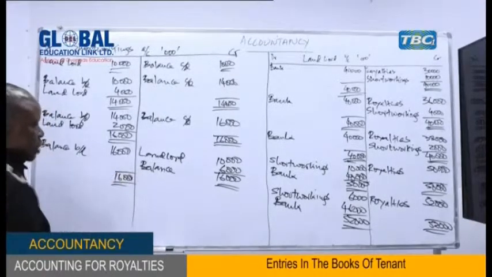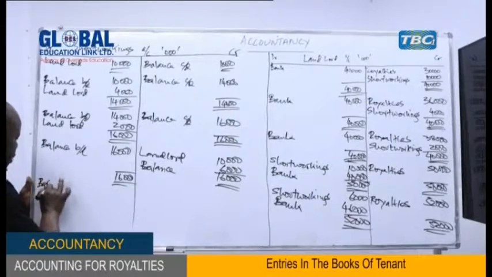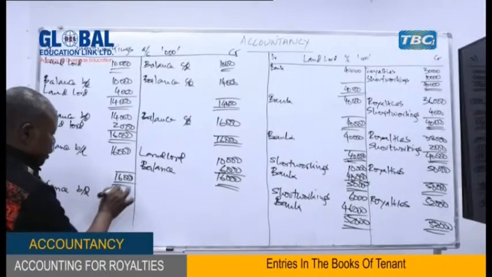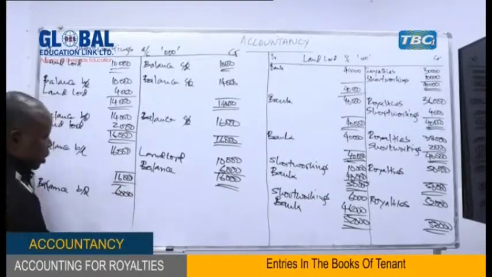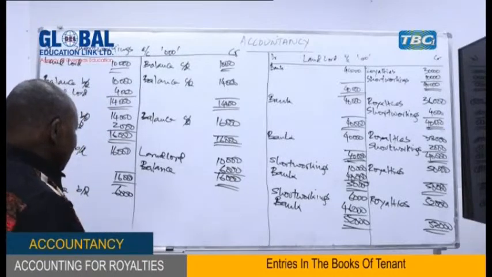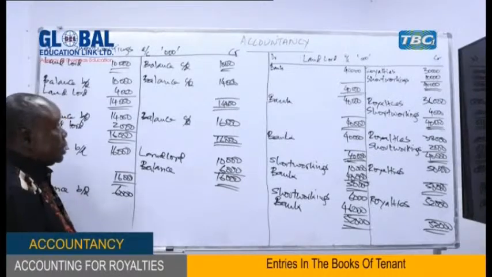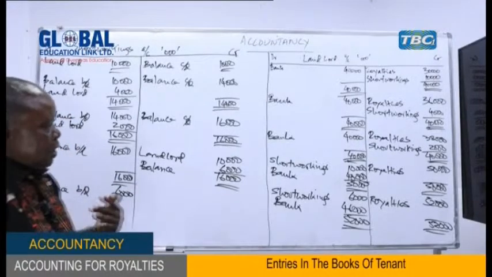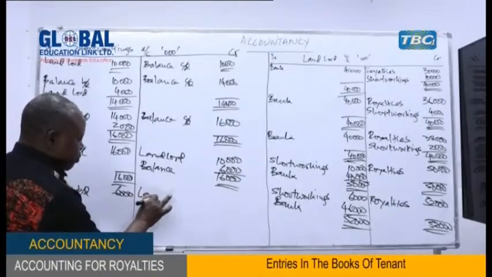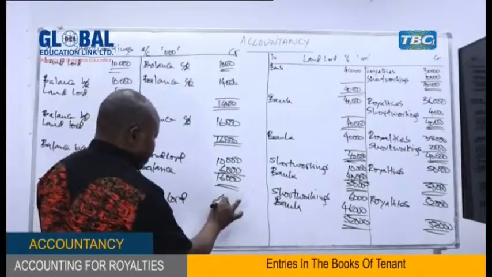Now another year, which is 2019, the balance brought down is 6,000. And this year we recouped the whole amount. That is 6,000. So the double entry will be the same. We are supposed now to credit the short workings and debit the landlord. So we write here landlord 6,000.